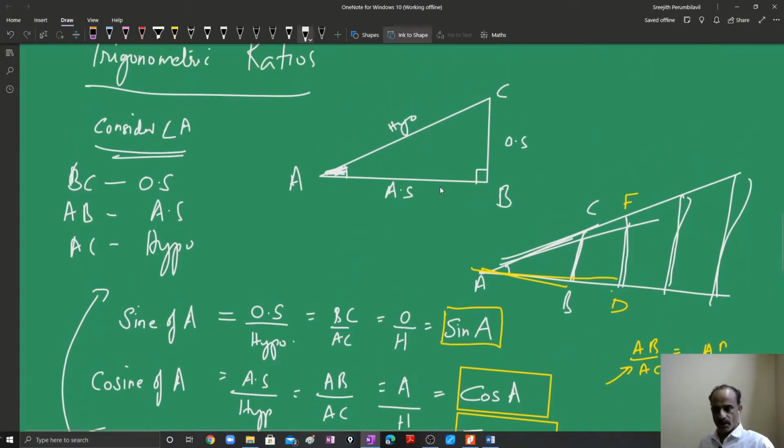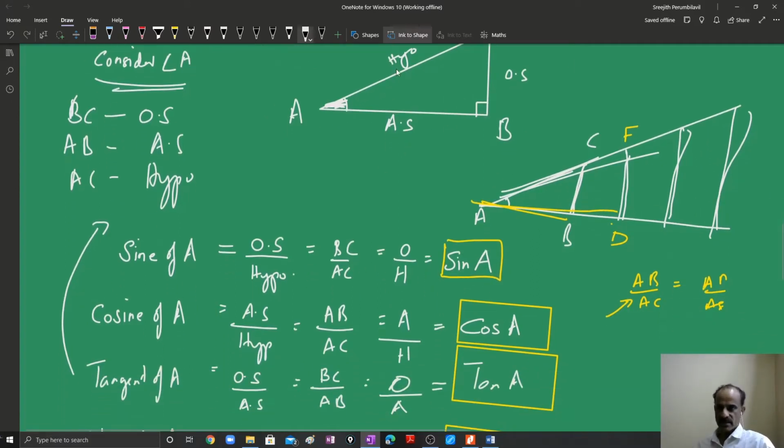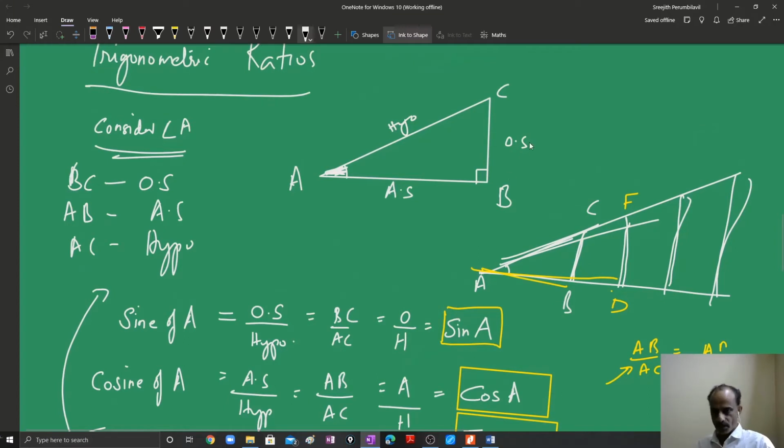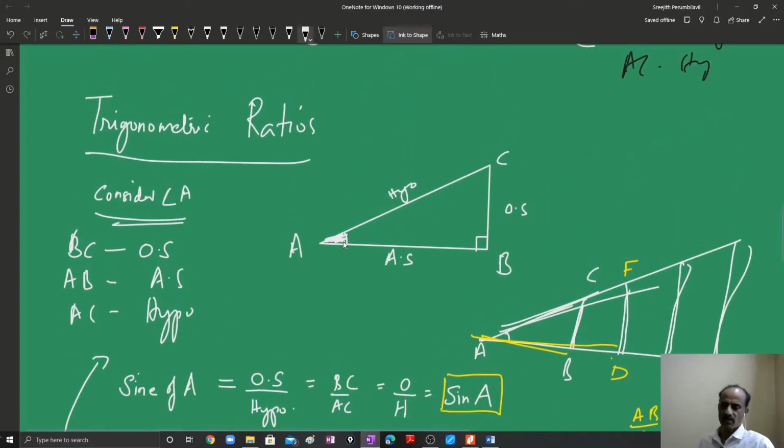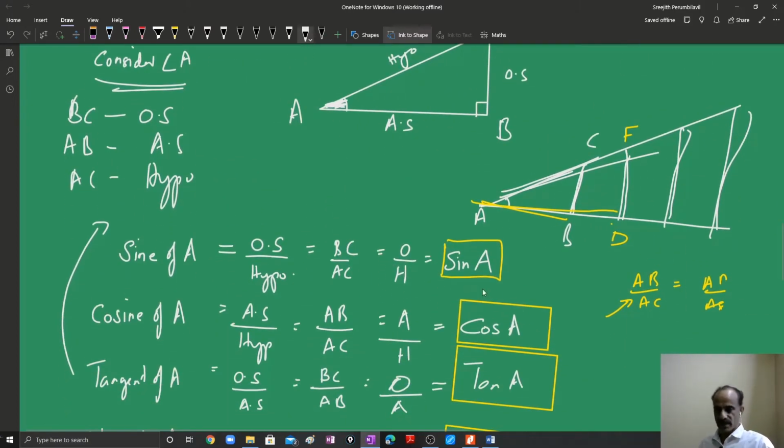First one, as far as any angle is concerned, opposite side by hypotenuse, we call it sine. Adjacent side by hypotenuse, cos. Opposite by adjacent, tan. Then the reverse, adjacent by opposite, cot. All the possible combinations, and we name them accordingly.